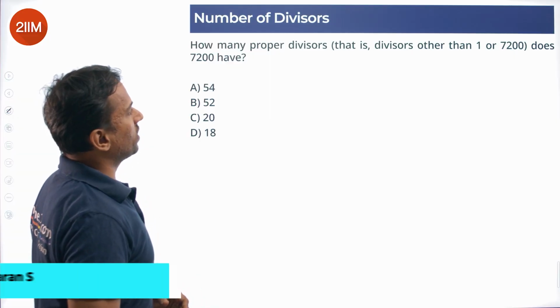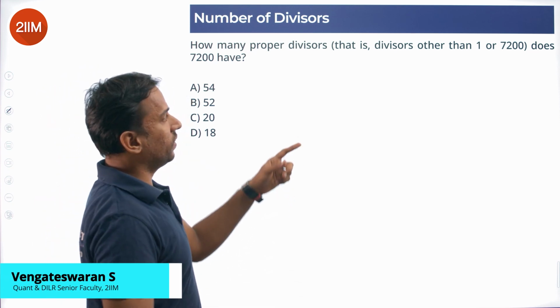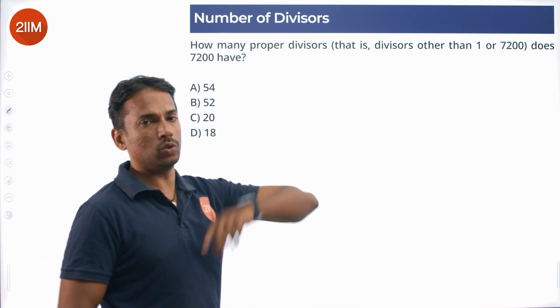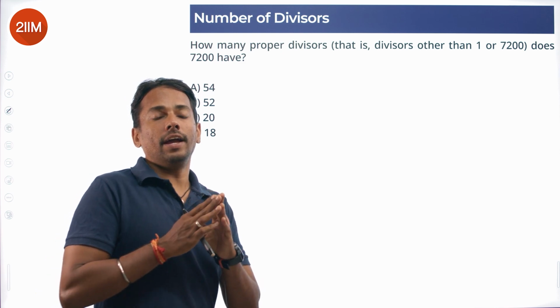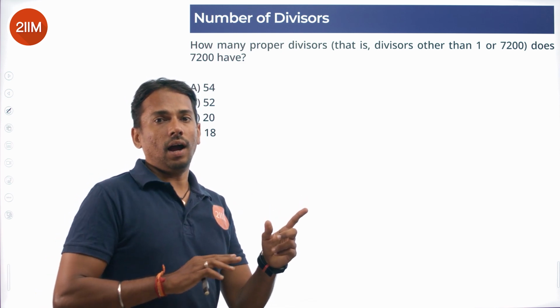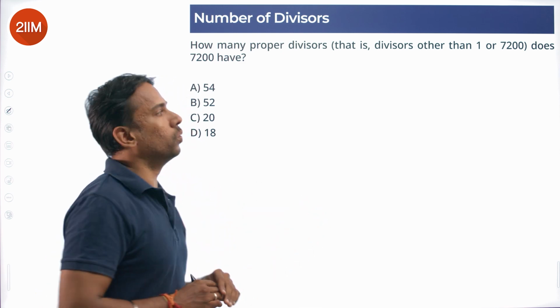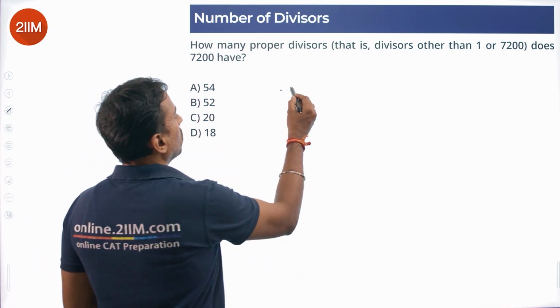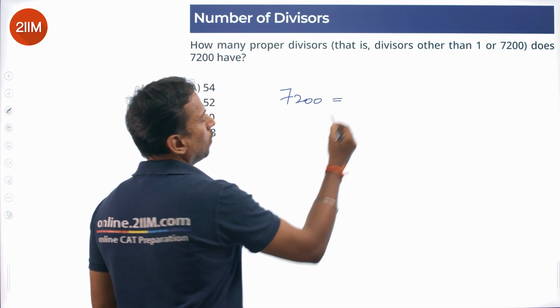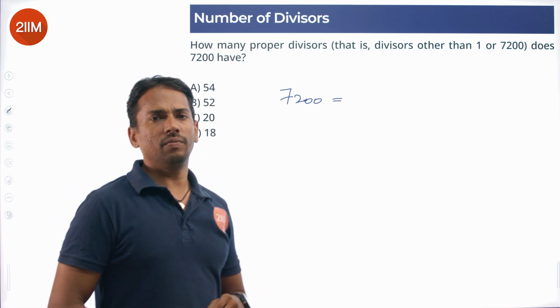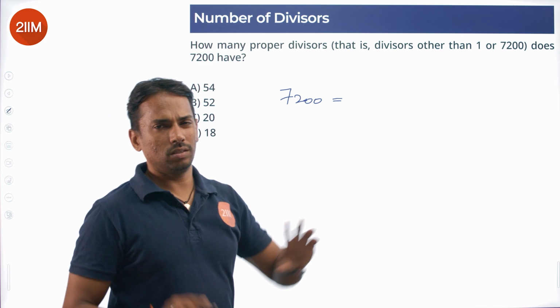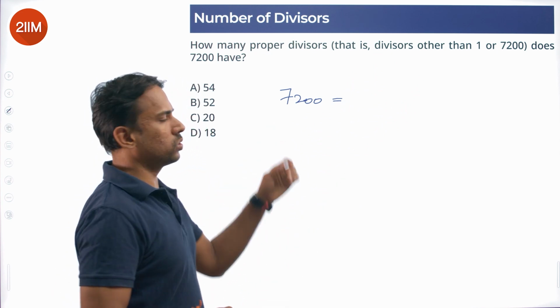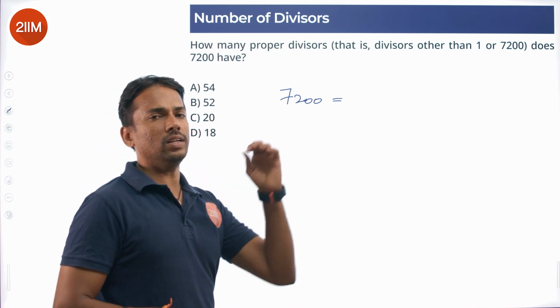How many proper divisors, that is divisors other than 1 or 7200, does 7200 have? So this time they are excluding 1 and that number. Both these numbers are excluded. Now we need to find the number of factors, but we should not be considering these two numbers. That's it, simple. So 7200 we will first prime factorize.